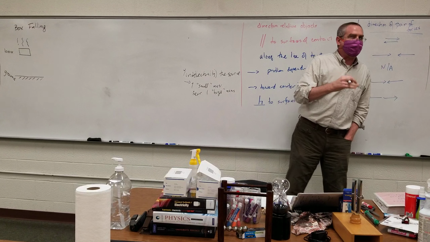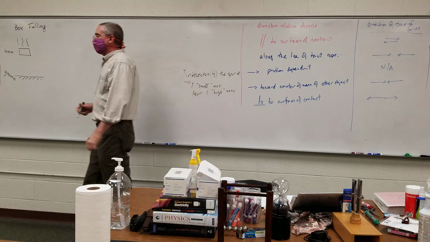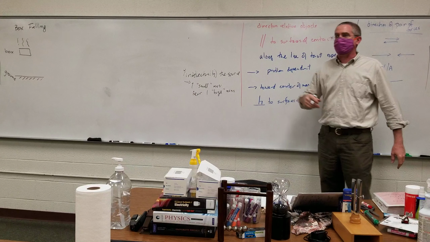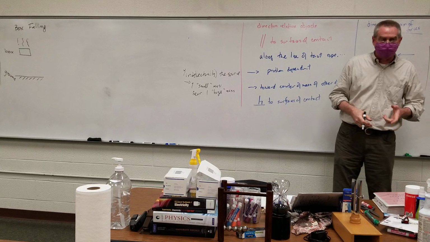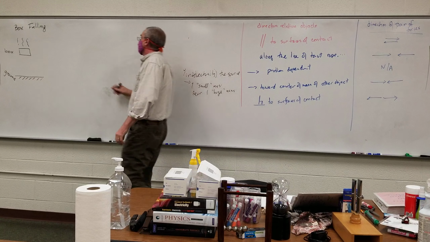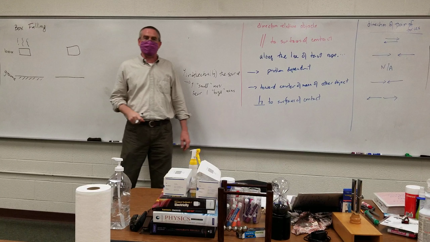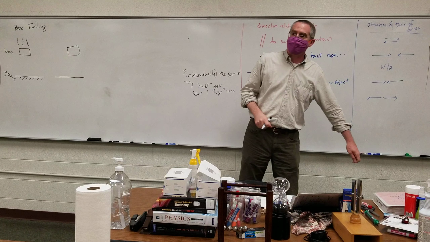When we do a force diagram, the first thing I recommend is you draw the objects separate. Now in this particular case, they're already separate. The box is falling down. It's not on the ground, it's falling. But as a matter of habit, I'm going to draw the two objects over here, and this is where I'm going to draw my arrows.